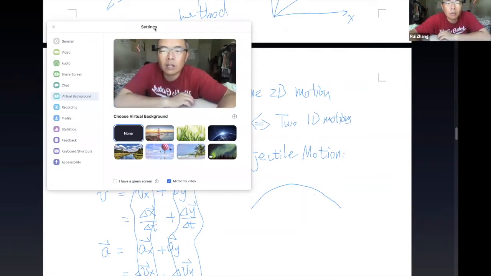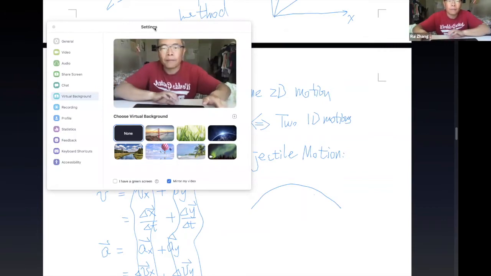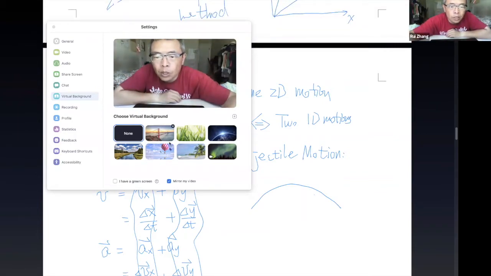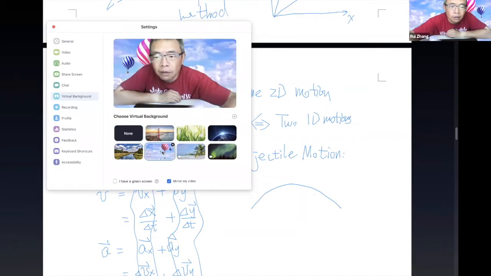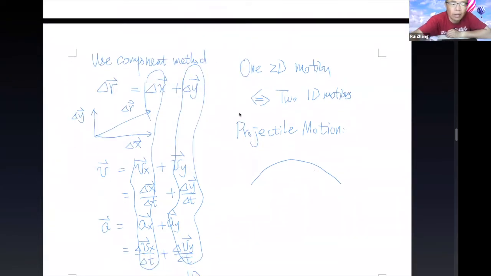It's a little bit surprising, right? Why does it fall at the same time? Shouldn't they fall with different rates or something? Okay, let's explain this.